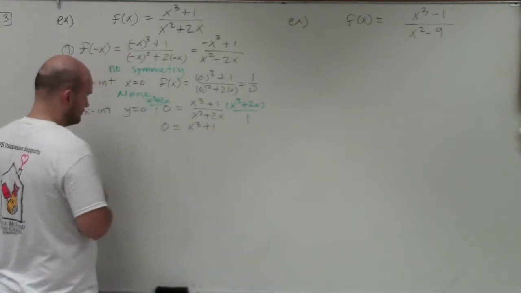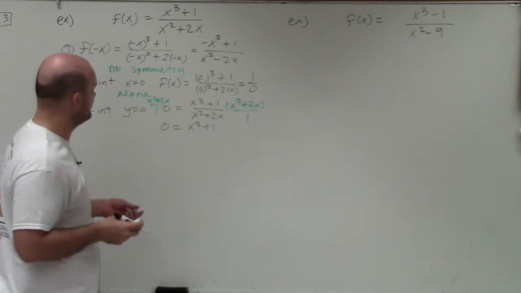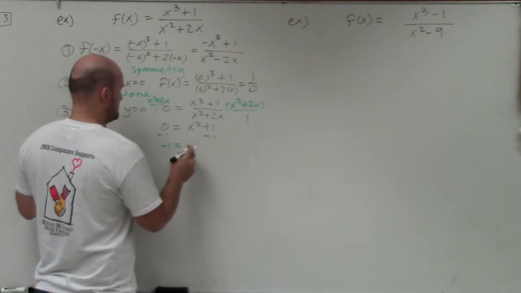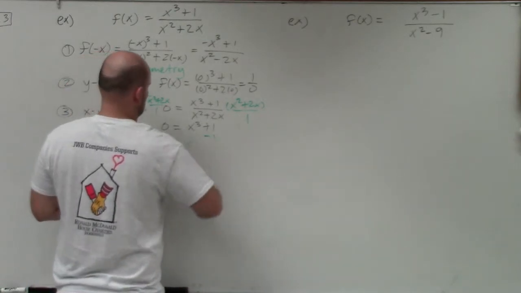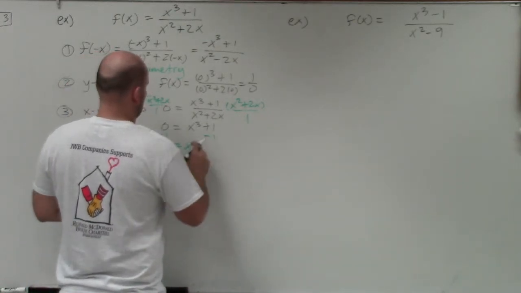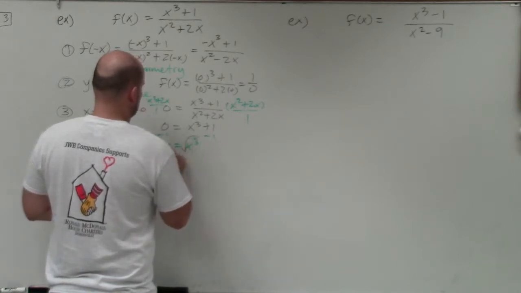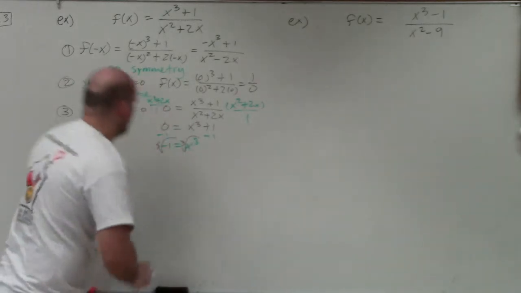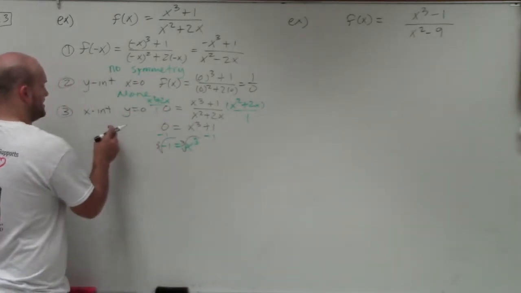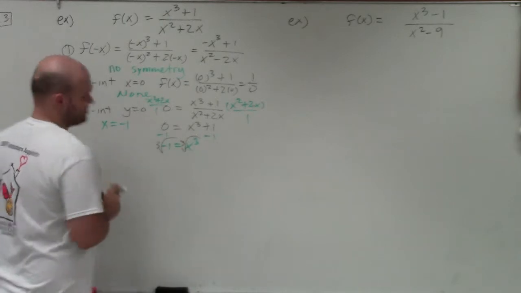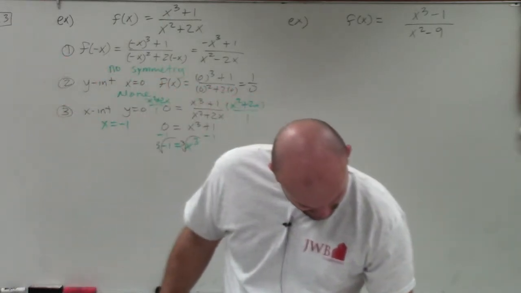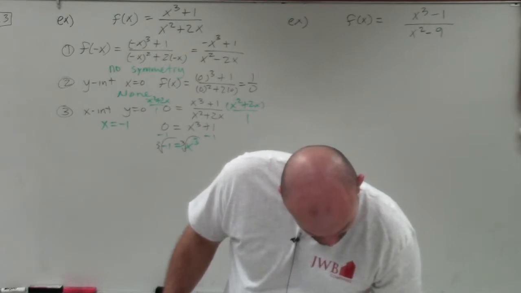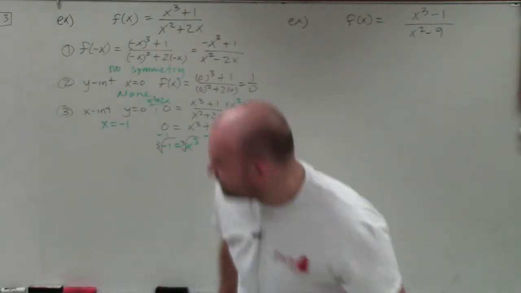Now, I'm going to go ahead and solve. So I have negative 1 equals x cubed, and take the cube root. So the cube root of negative 1 is going to be negative 1. So the x-intercept is x equals negative 1, which let me double check. I can't remember if I had that actually or not. Yeah, okay, I was right, negative 1.